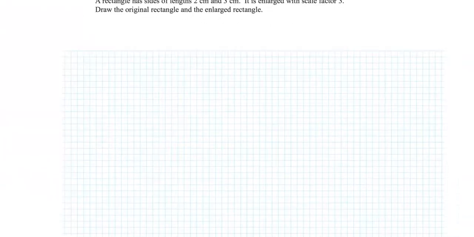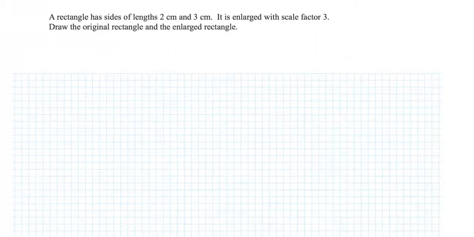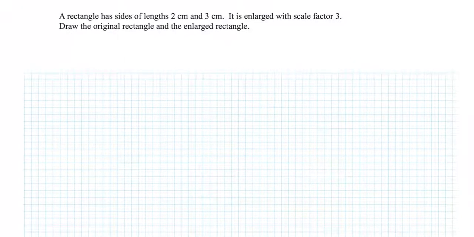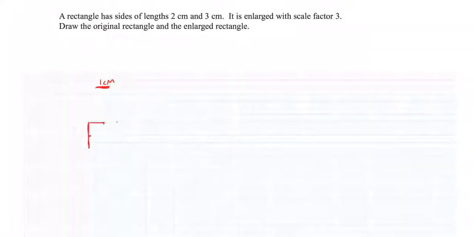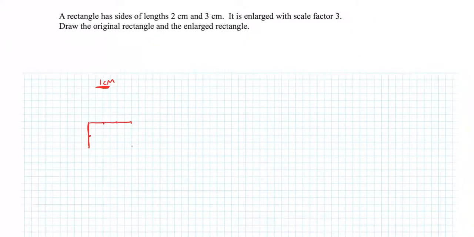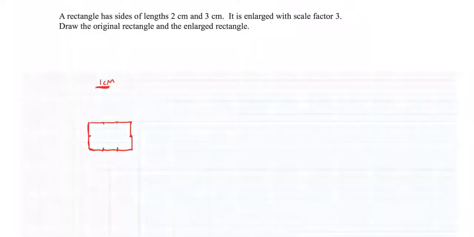Now let's introduce an example where we have to draw the shape as well. A rectangle of sides 2 centimeters and 3 centimeters is drawn to start with. Let's draw that. We'll say that a centimeter is just 2 of those squares. So we'll draw this as a 2 centimeter by 3 centimeter rectangle, something like this. You will use a ruler when you're doing your questions. It's enlarged with a scale factor of 3.